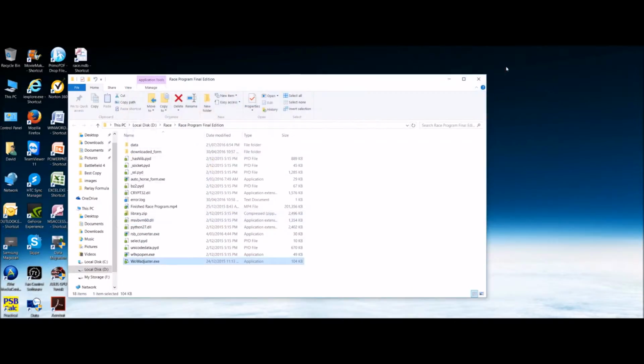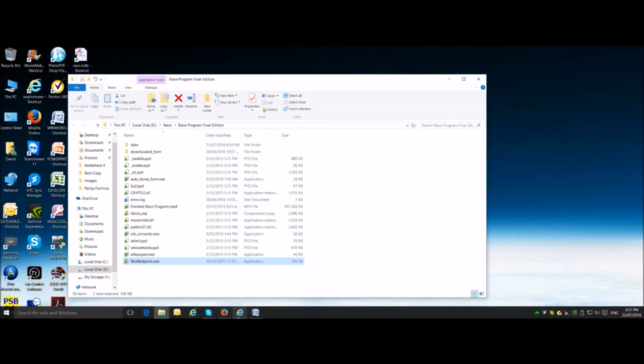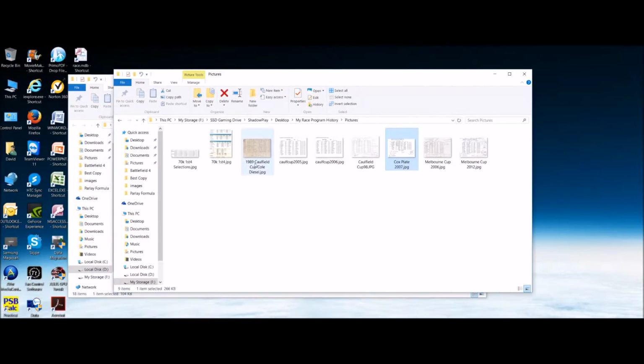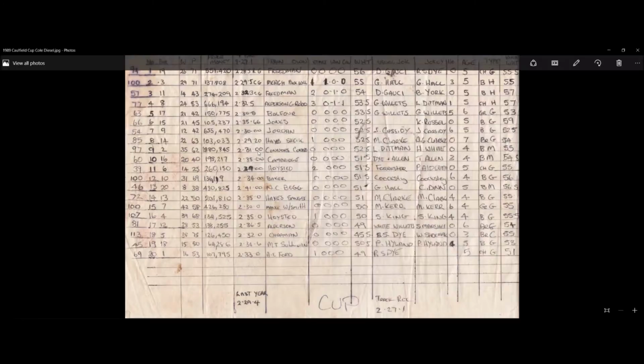What I was hoping to achieve for many, many years, and I built that program back in 1995, and it was based on a program, or what I used to do in my head. There's the 1989 Caulfield Cup there. That is my original first go at working a rating system, and it picked out Coal Diesel.